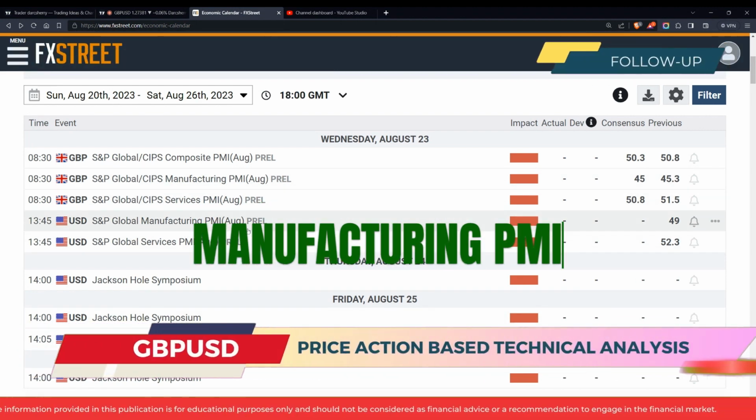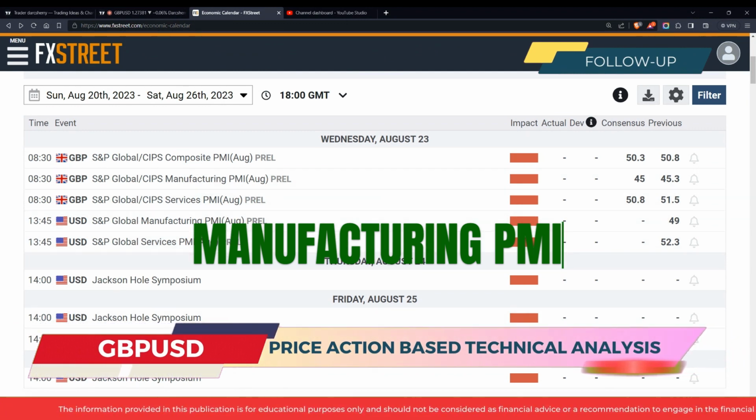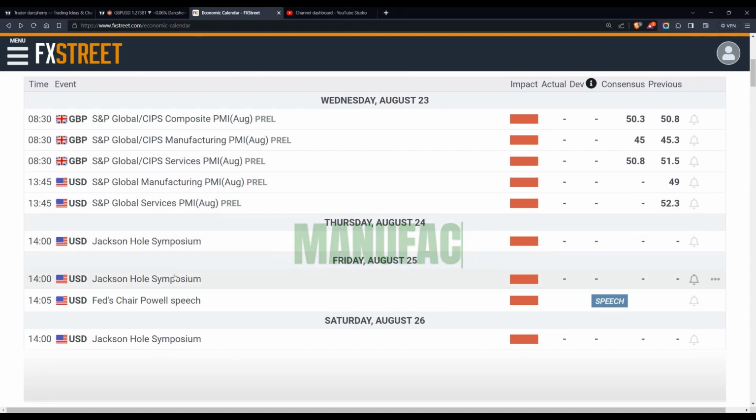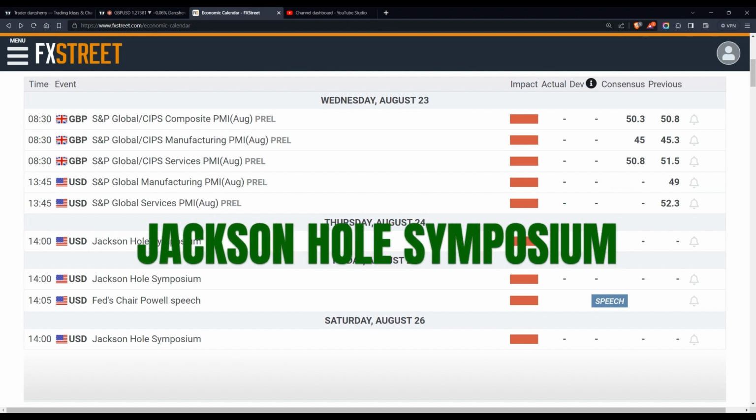Then we also have the S&P Global Manufacturing PMI for both economies too coming up on that day, and this indicates the health of the manufacturing sector. A higher reading suggests expanding economic activities, offering insight into the overall economic growth. Then on Thursday, August 24, we have the Jackson Hole Symposium, which is going to be lasting for 3 days, and in fact, this is a significant annual gathering of central bankers, economists, and financial market participants.